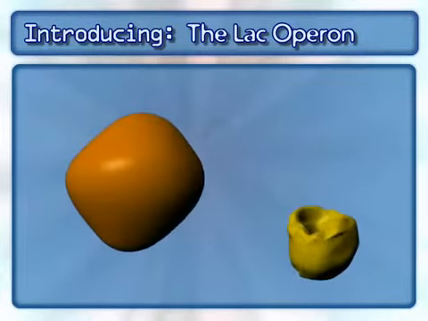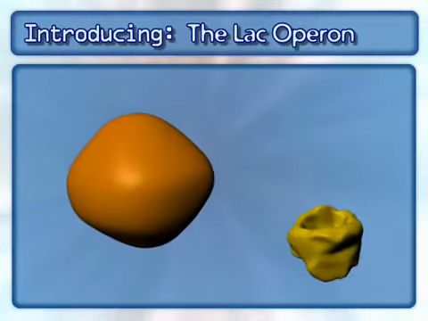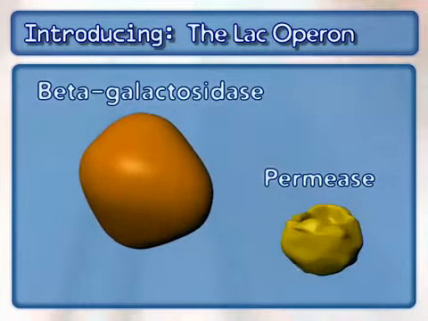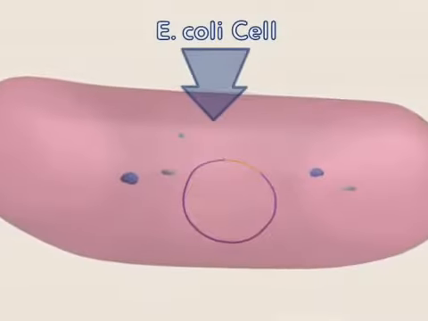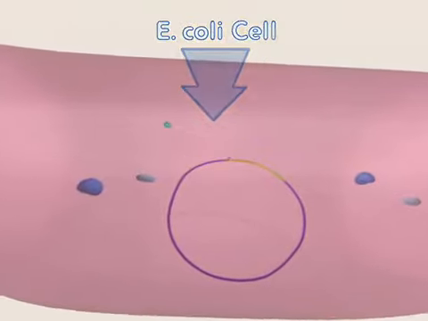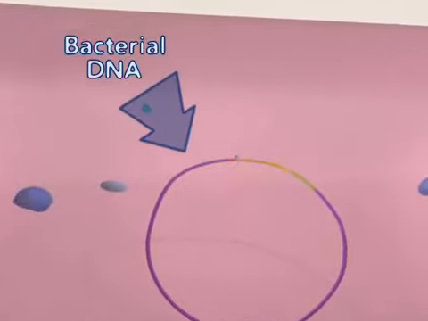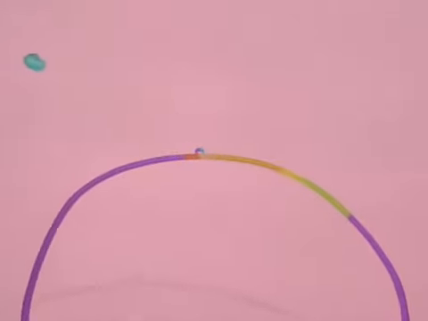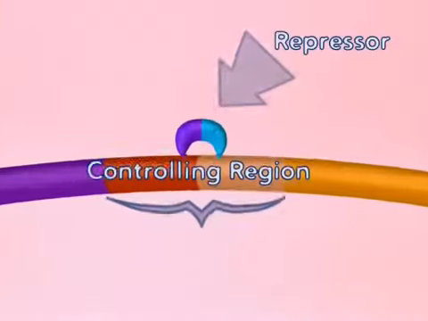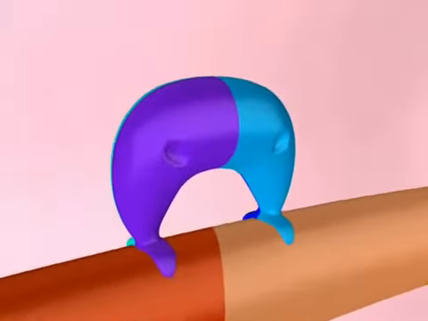This animation will only focus on two of the three proteins encoded by the lac operon: beta-galactosidase and permease. Gene expression can be induced or turned on when a specific inducer molecule appears in a cell. For inducible systems, a repressor molecule prevents gene expression by binding to the upstream controlling region.